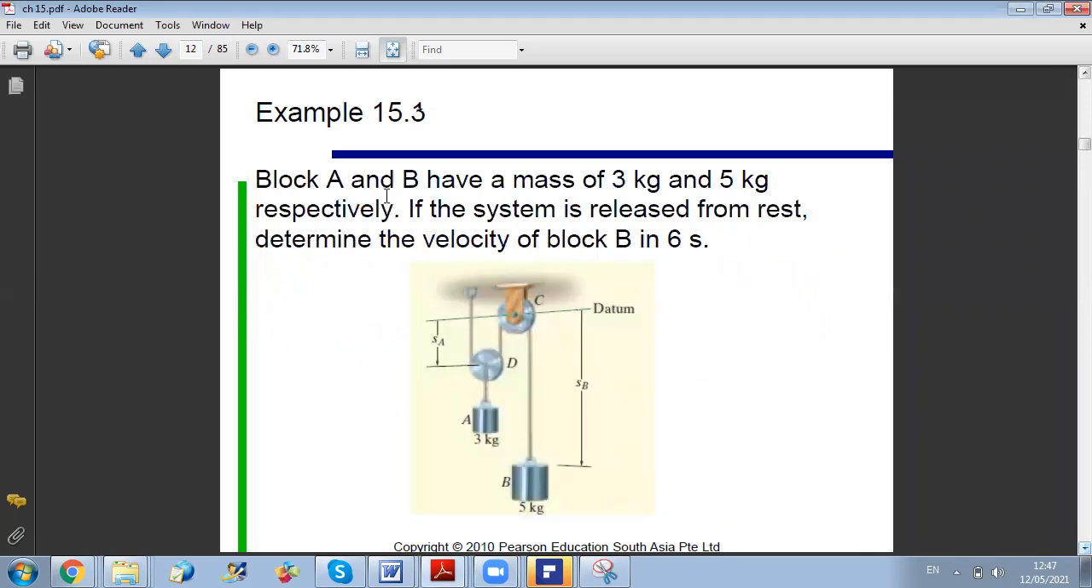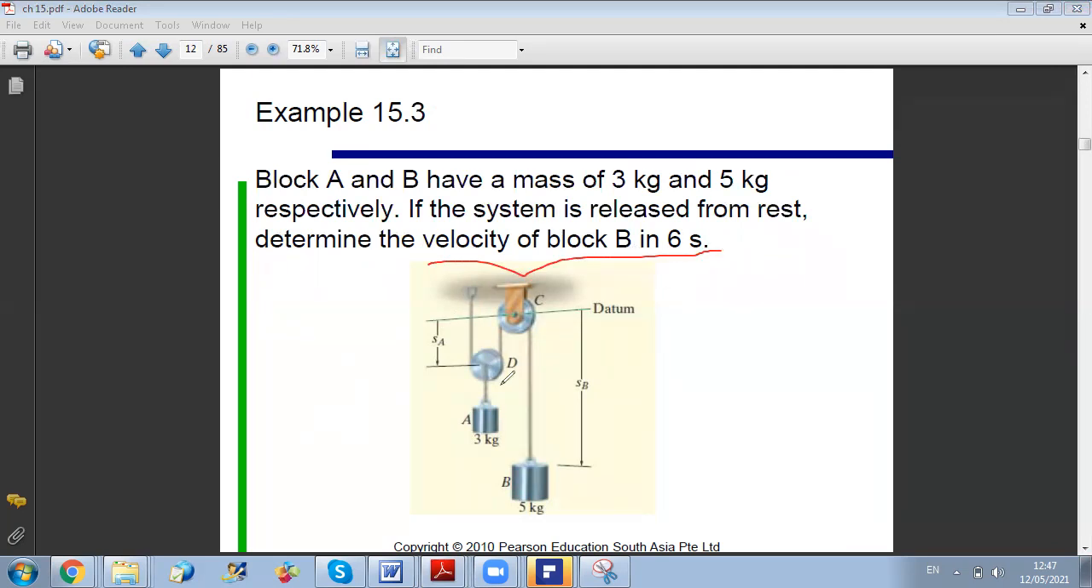Another problem. Blocks A and B have a mass of 3 kg and 5 kg respectively. If the system is released from rest, determine the velocity of block B in 6 seconds. So here we have two blocks. They are moving in the vertical direction, and we want to determine the velocity of block B in 6 seconds.